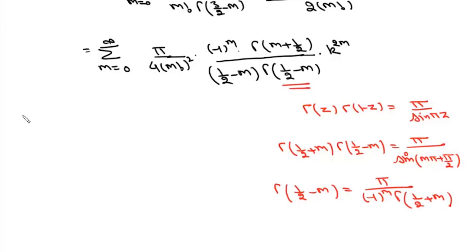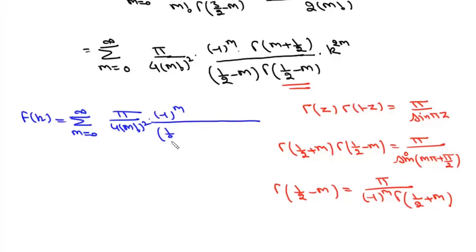So now we can write this fk as this summation m varies from 0 to infinite, pi by 4 into m square into now minus 1 to the power m, and here we have 1 by 2 minus m, and we can write gamma half minus m as pi upon minus 1 to the power m gamma 1 by 2 plus m, and we also have gamma n plus 1 by 2 previously also, so will be this square into k to the power 2m. Now this pi and pi will cancel, and minus 1 to the power 2m is 1.